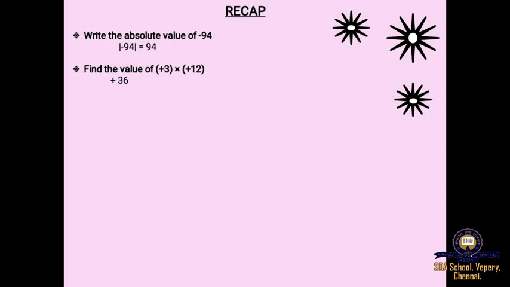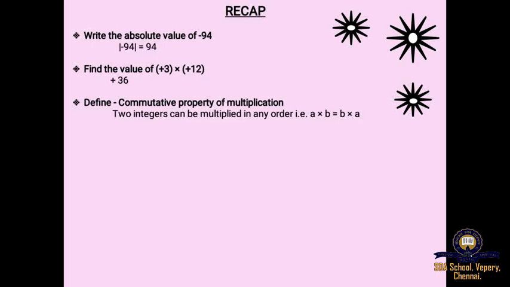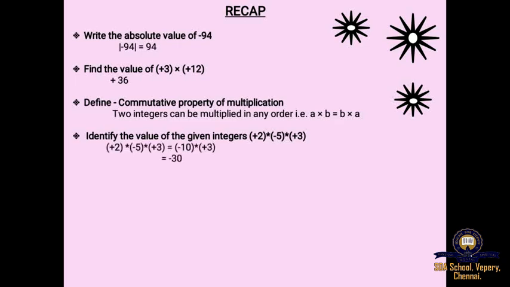First, we have to find the absolute value and multiply the absolute value. And since both the integers have the same sign, the product is a positive integer. Define commutative property of multiplication. Yes, two integers can be multiplied in any order, that is a into b is equal to b into a. Identify the value of the given integers. Plus 12 into minus 5 into plus 3. So first we have to find the product of first two integers and then the third integer. So it is minus 30.